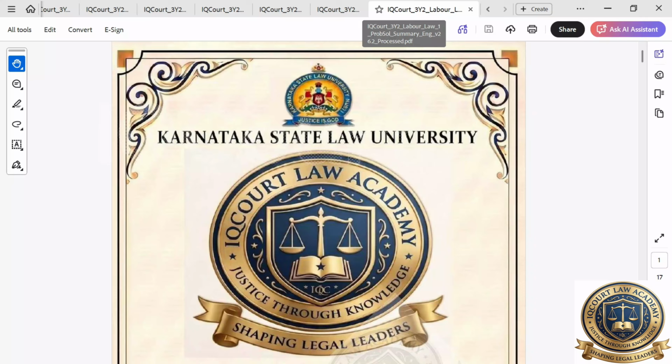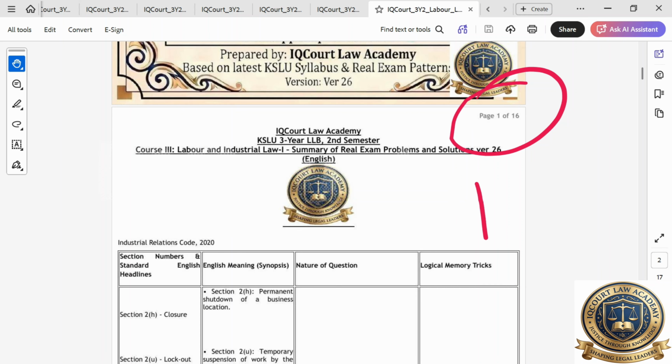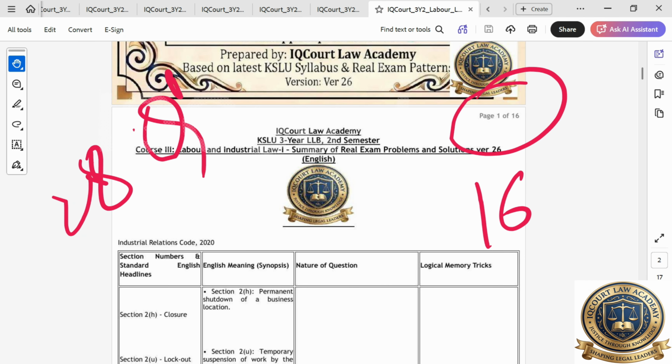This is the summary of the entire problem. We call it the summary of the real exam problems and solutions, English version. In this version, there are only 16 pages. We have covered almost 28 question papers in these problems.